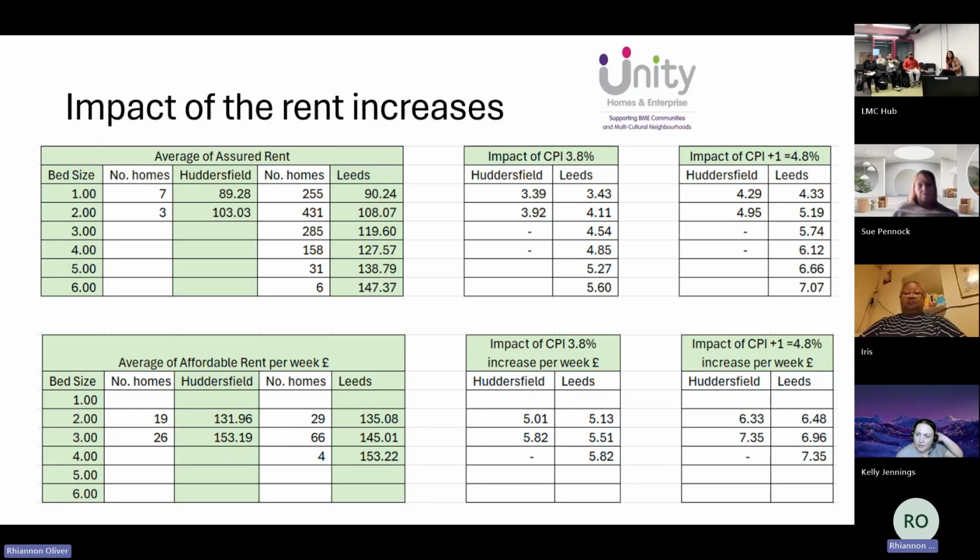Right. Okay. There's a pound difference between CPI and CPI. Yes. But the increase is 4.8%. I mean, I guess if, £6.48. Sorry, I didn't start knowing that.